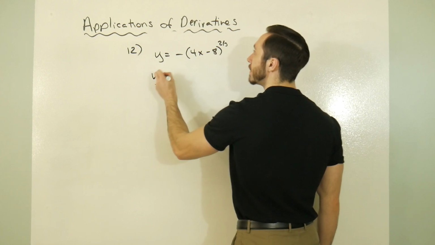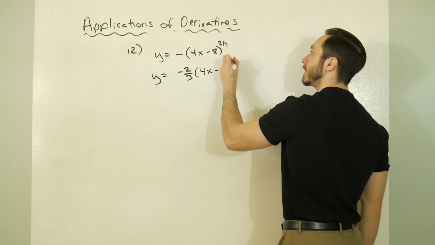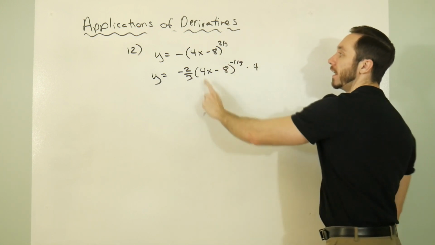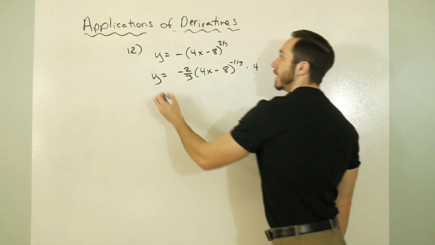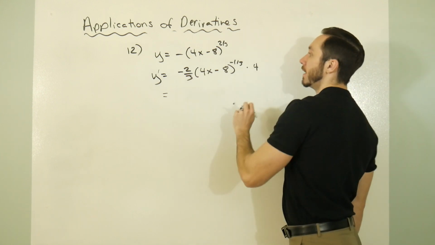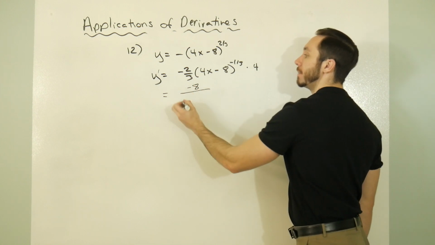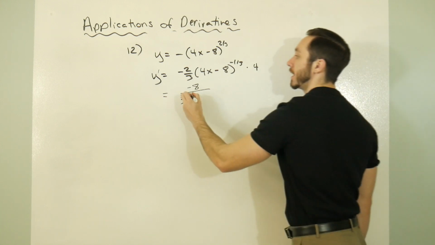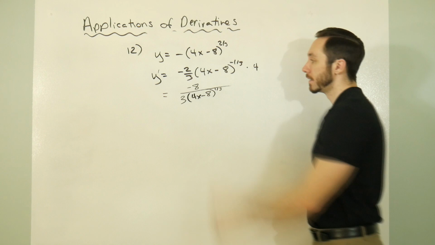Anyway, y is equal to -2/3 times 4x minus 8 all to the -1/3. Chain ruling this to get a 4 for the derivative of the inner expression. Let's clean this up. So that was y prime, sorry. If we clean this up, we end up getting a -8 up top. Down below, we keep that 3. And then this is a negative power, so we're going to bring this down to the denominator. We get 4x minus 8 to the 1/3.